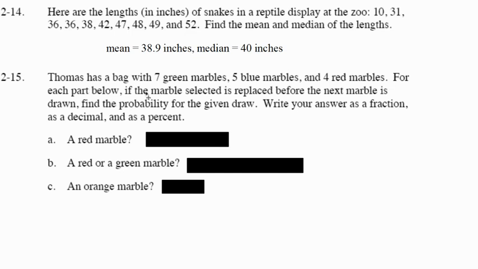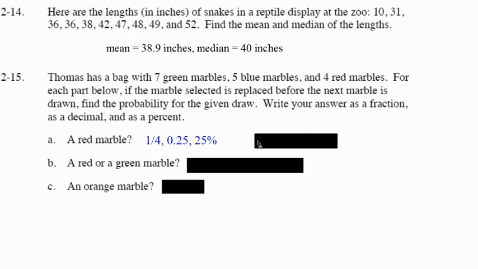And here, if this bag has 7 green marbles, 5 blue, and 4 red, what's the probability of the given draw, meaning of picking out, in this case, a red marble? Well, there's 4 red out of 16 marbles. I want to see that, and that simplifies to 1/4. If they want it as a fraction, then you should show that you got a decimal and the percent.